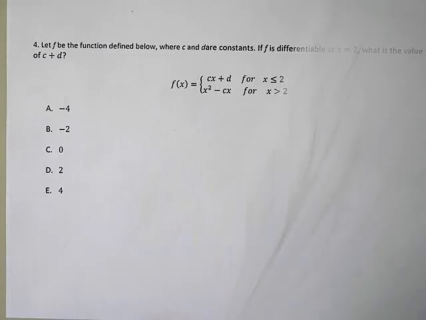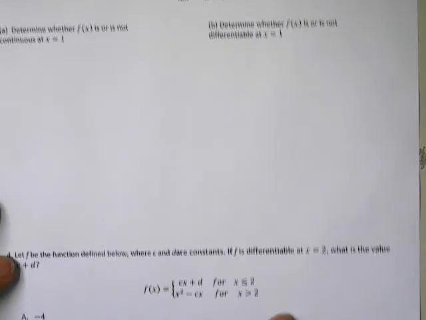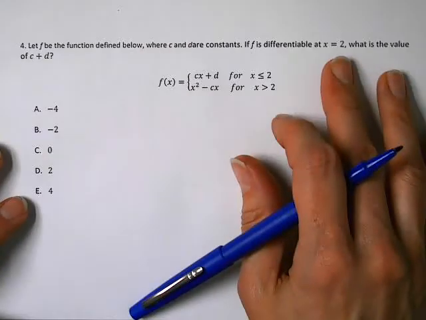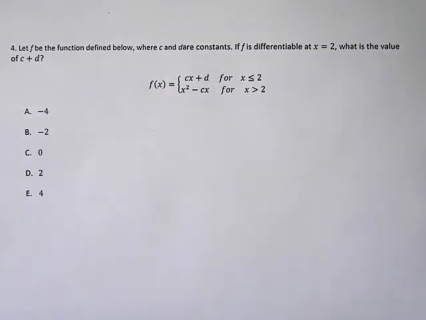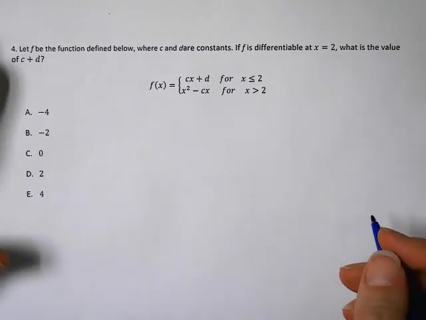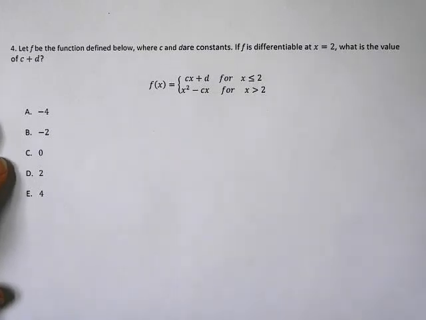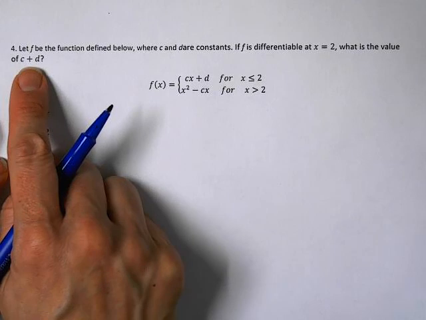All right. We will go ahead and skip number 3 for now. We'll revisit that in class if we need it. Let's look at number 4, and this is a good example of what this might look like on an AP test. It gives us f as a piecewise defined function, and they tell us that c and d are constants. It's telling us that f is differentiable at x equals 2, and then we need to use that information to find the value of c plus d, the sum of those two constants.